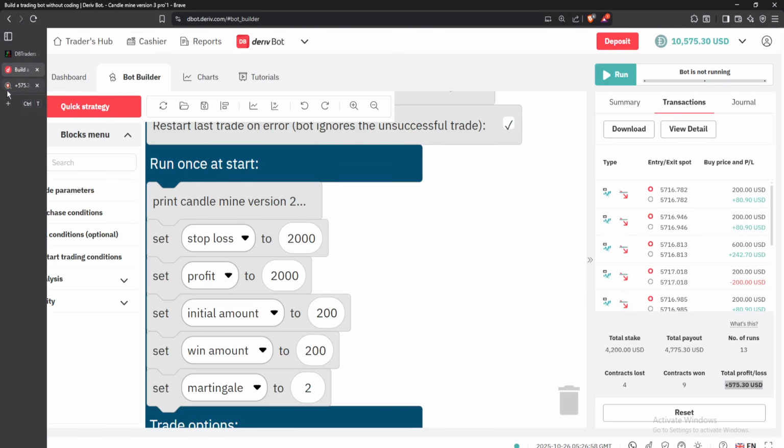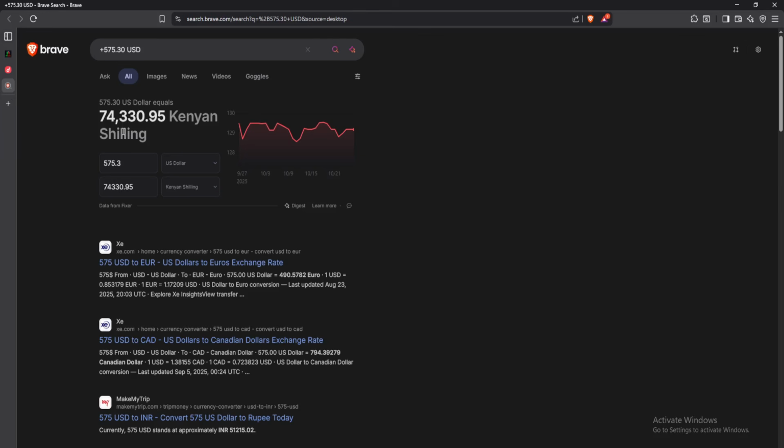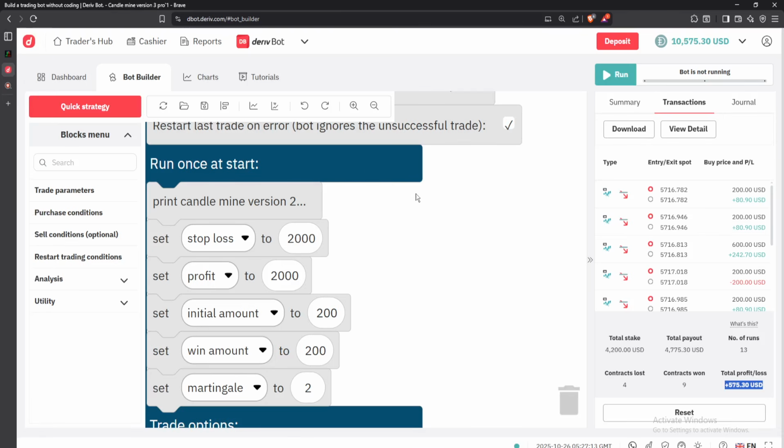Right now, you have made 574. So if this was our real account, you would have made 74,330 shillings. And I've not even traded for more than 10 minutes. And remember, I've done minimum analysis. I've just come to DB Traders, I've just looked at what is happening, and then I've traded.